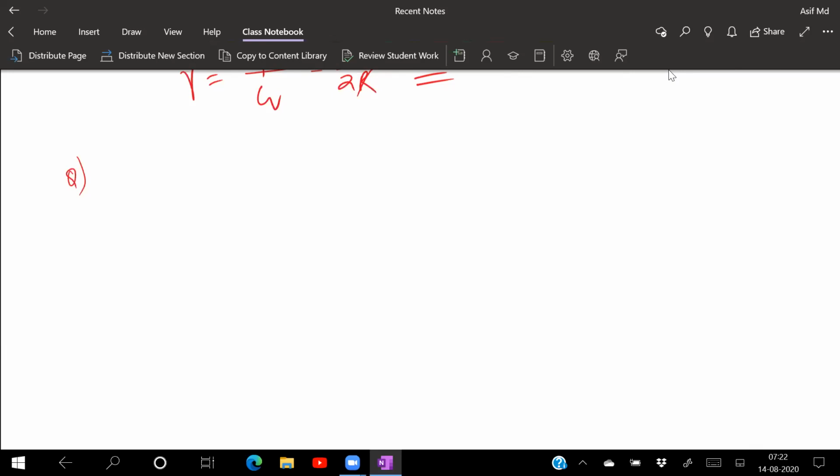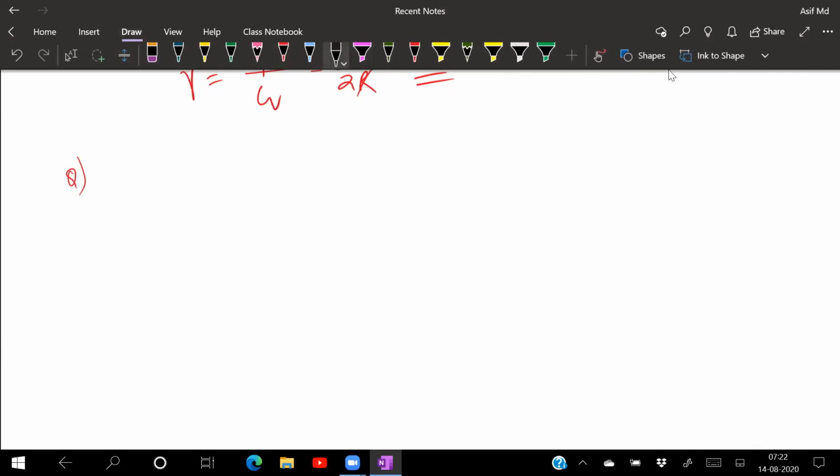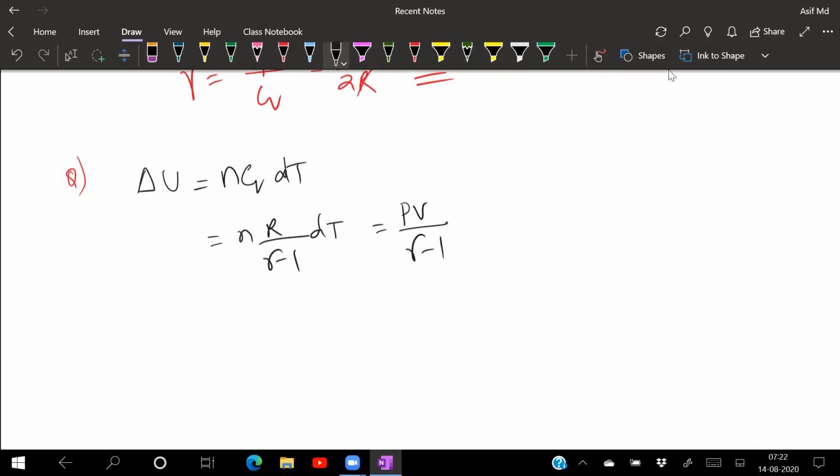So what is the internal energy formula, beta? In delta U, the general formula, delta U is equal to n into Cv into dT, I can write. So can I write Cv in terms of gamma, beta? So it is n into R by gamma minus 1 into dT. This can also be written as nR dT is written as PV, so PV by gamma minus 1. This is the internal energy. Is it clear?